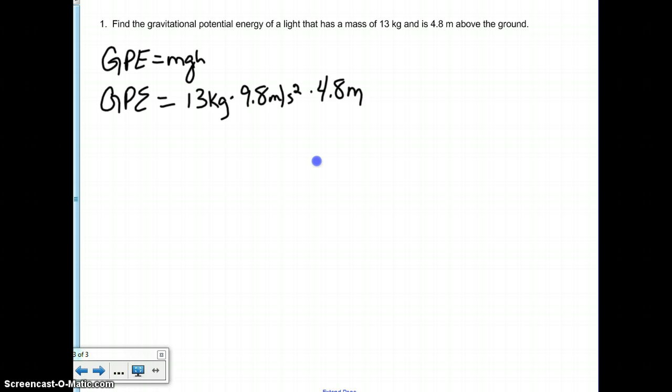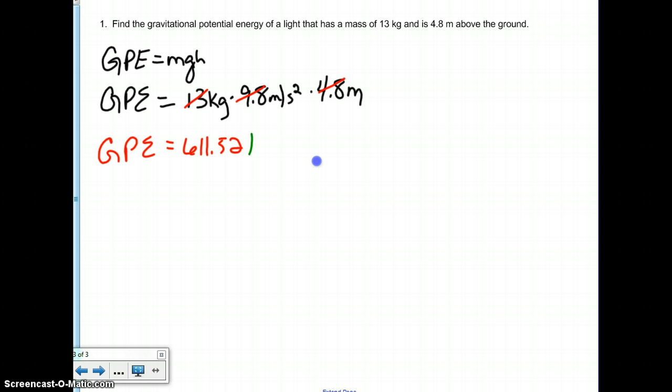When you're calculating GPE, go ahead and calculate all your numbers straight across, just mathematically multiply them, and we get 611.52. So we're done with all of our quantities. Now let's deal with our units.